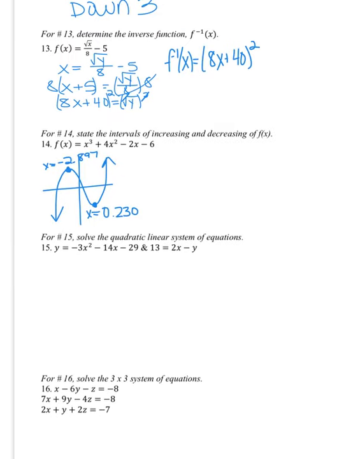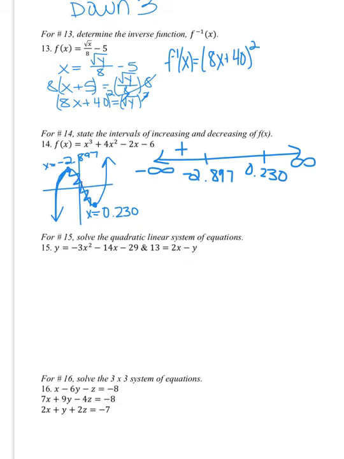Now with increasing and decreasing, I told you that you should draw a number line where this is negative infinity, this is positive infinity, and then you put those intervals on here. So negative 2.897 and then 0.230. So from negative infinity until this maximum, the negative 2.897, I am increasing, and then I change direction and I am going down, so then I'm decreasing, and then I'm going back up again, increasing.